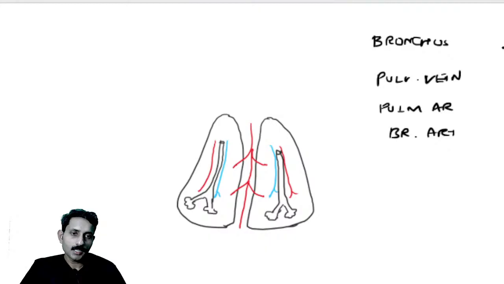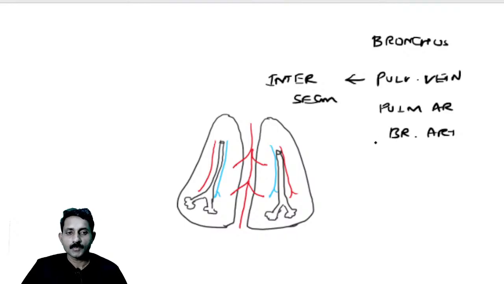Only one thing you remember, this pulmonary vein is intersegmental. So the pulmonary vein is going like this. Again, there is a reason why the pulmonary vein is given the red color. The pulmonary vein is actually drawing the oxygenated blood and going back to the left atrium. So the only vein we can draw with the red color is the pulmonary vein. Only remember this alone.